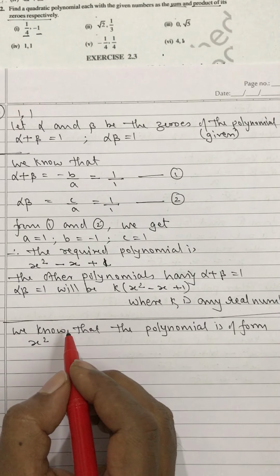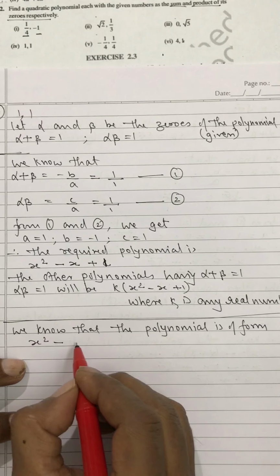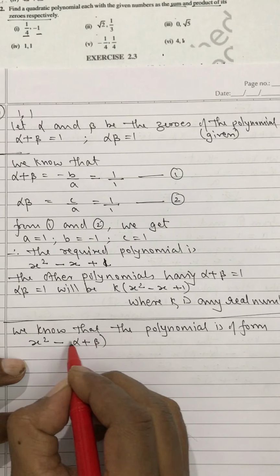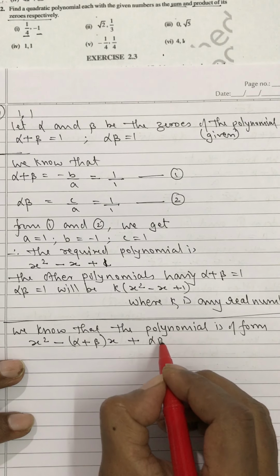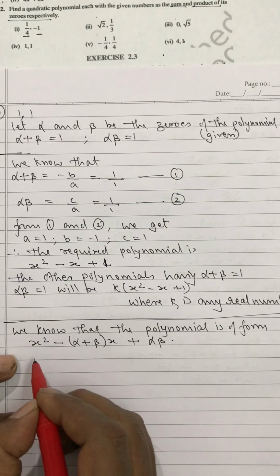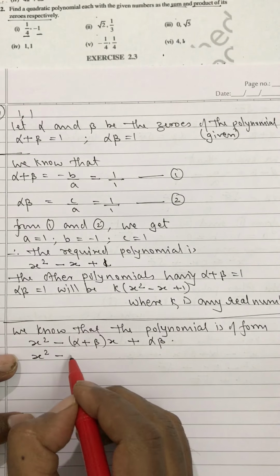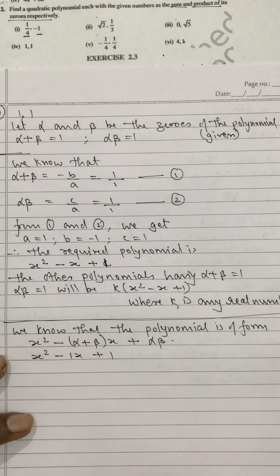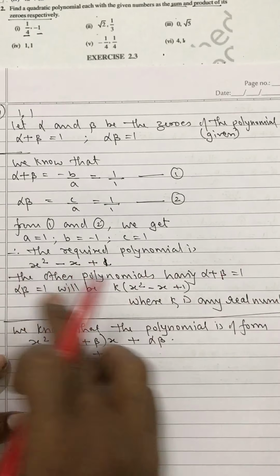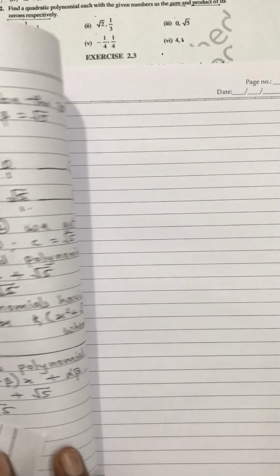x square minus alpha plus beta into x plus alpha into beta. This is the form. So you will get x square minus alpha plus beta is equal to 1x, alpha into beta is equal to 1. So this is the form, and then the next question will be same as written over here. Okay, with this we will go to question number 5.